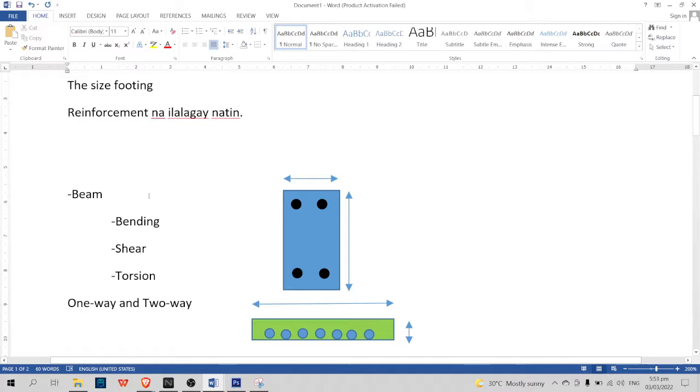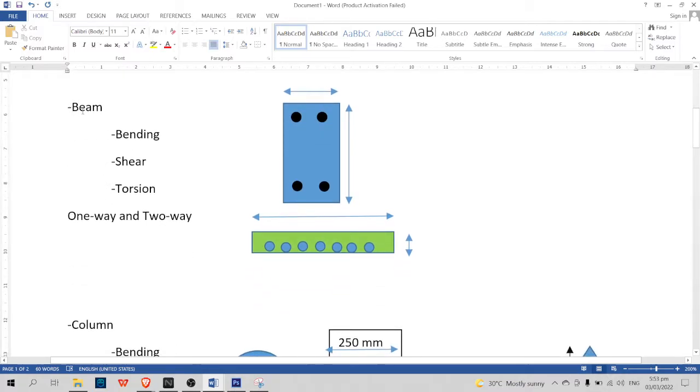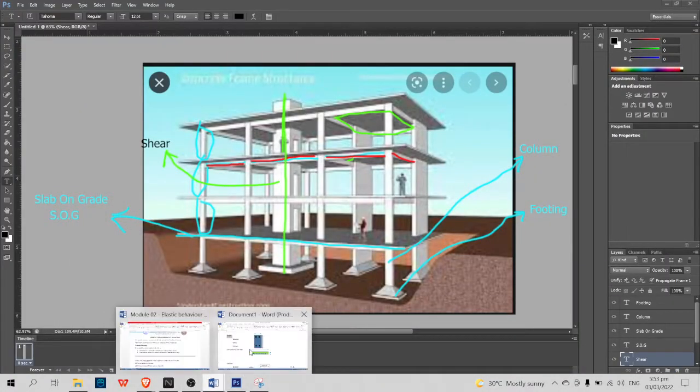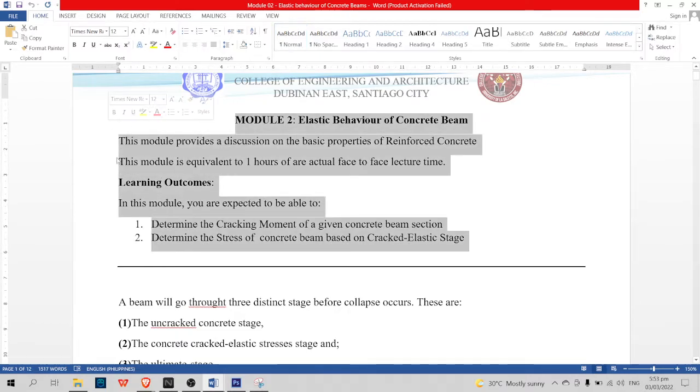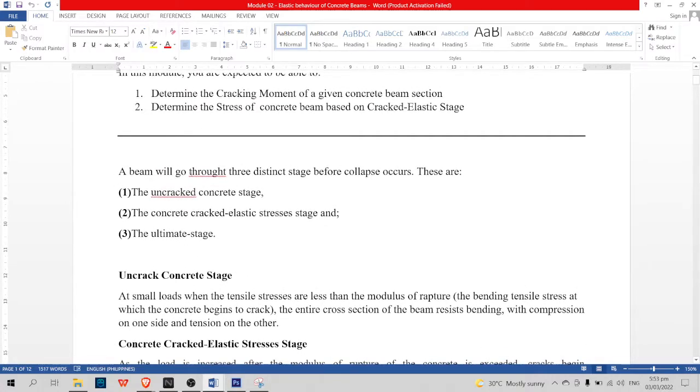So, let's proceed to the topic and so beams tayo ngayon. Okay. So, for the module 2 titled Elastic Behavior of Concrete. Hindi ko na babasahin yan. So, ito na muna tayo sa modes of failure ng beam. A beam will go through 3 distinct stages before collapse occurs. These are the uncracked concrete stage, the cracked concrete elastic stress stage, and the ultimate stage.